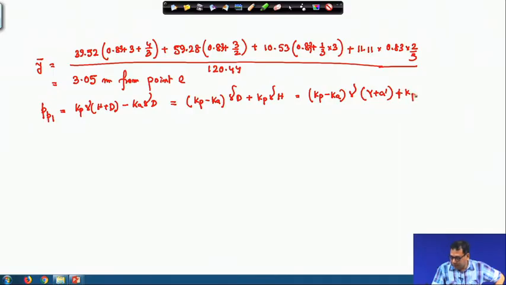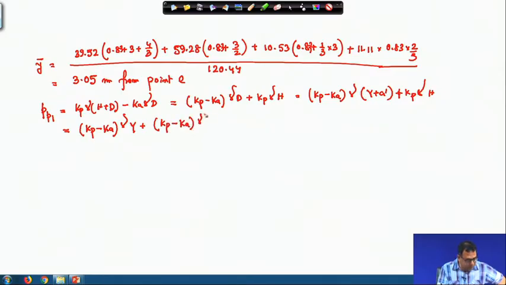gamma h. Okay. So, I can further write this term is equal to, if I simplify these things further. So, I can write Kp minus Ka into gamma into capital Y plus Kp minus Ka into gamma into a dash plus Kp gamma h. Okay.